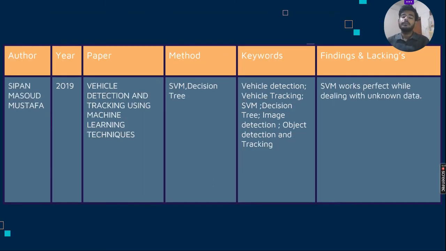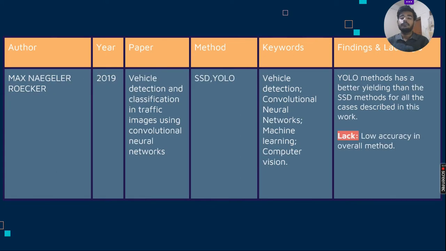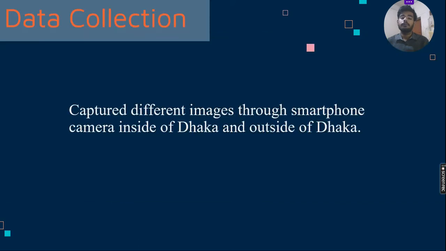This model's finding is that SVM works perfectly while dealing with unknown data. Method: SVM, decision tree. The key finding is that the YOLO method has better yield than the SSD methods for all the cases described in this work. The lacking is low accuracy in the overall method, and the methods are SSD and YOLO.